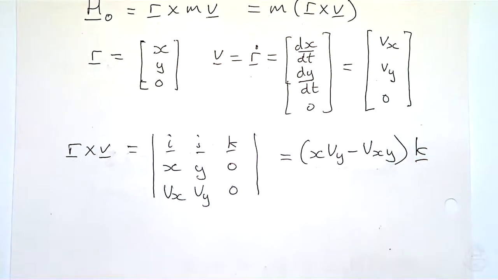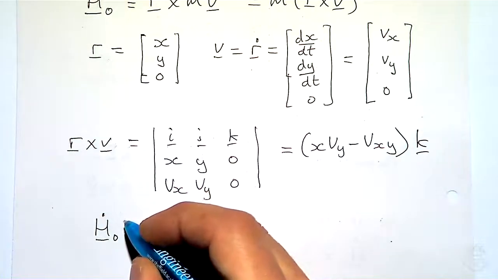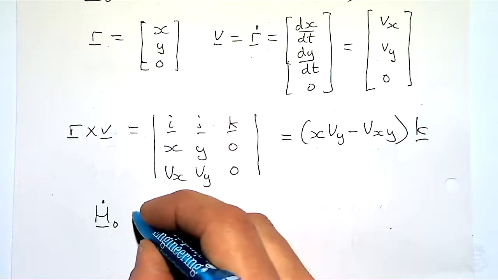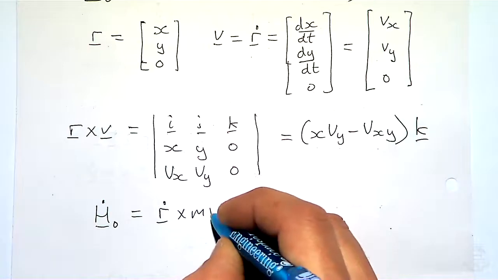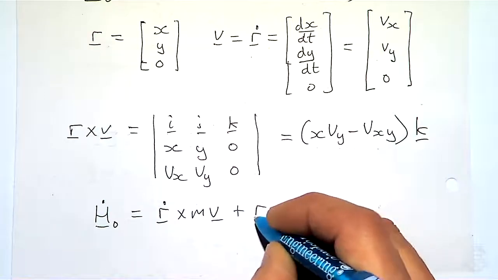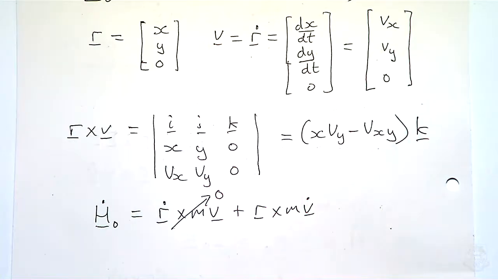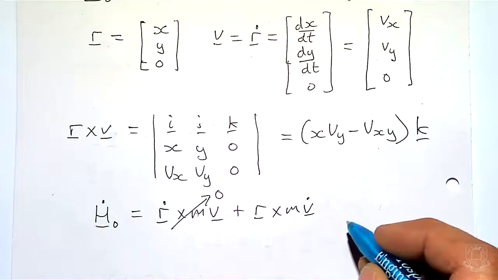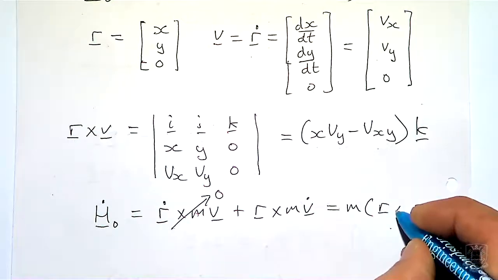Okay, so let's think about the rate of change of the angular momentum, h naught dot. When we did the derivative of this, we ended up with r dot crossed with mv plus r crossed with mv dot, and we said that this part was 0, didn't we? Because r dot is the same as v, and so we end up with a vector cross product with itself, which is 0. And so this is just m times r crossed with v dot.